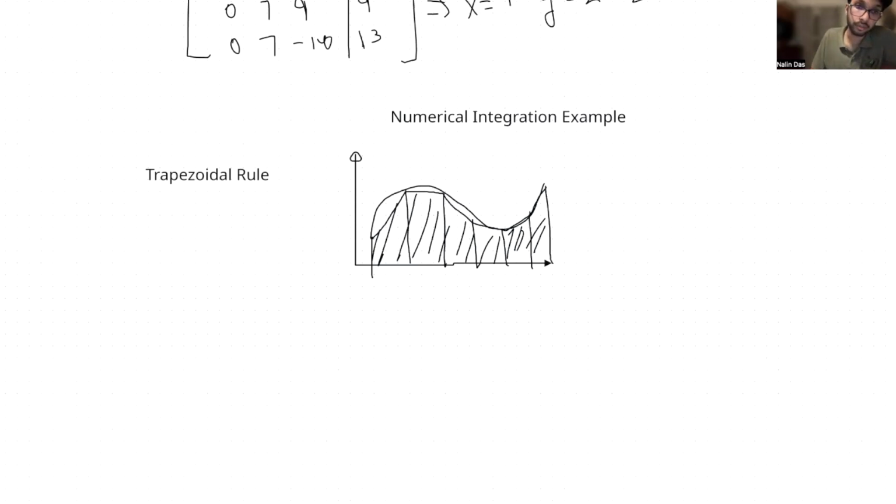So the area under the curve would basically be the sum of all the trapezoids. So these are the trapezoids, and the area under the curve would be the sum of all these trapezoids right here. The trapezoidal rule is essentially a very simple way of approximating the definite integral of a function, right? So if this is a function f of x, then summing all the trapezoids would give us the area.